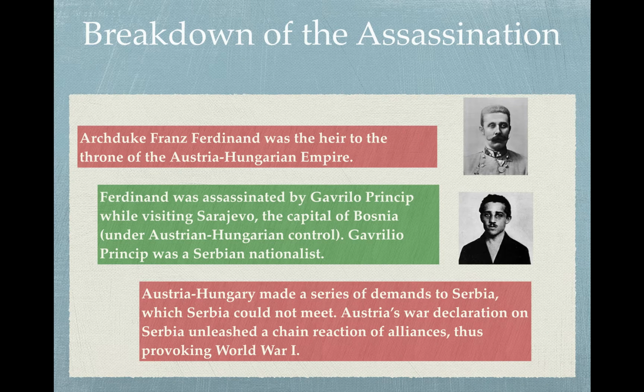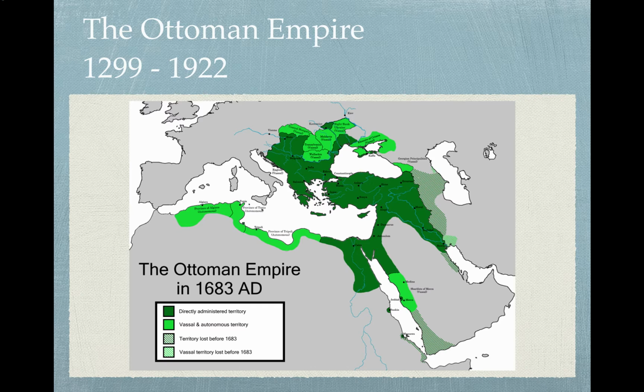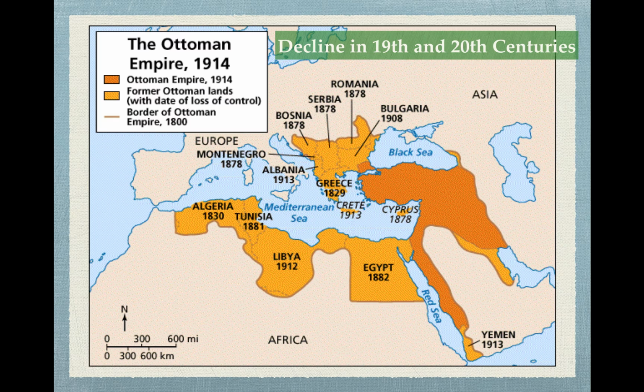After this, Austria-Hungary made a series of demands to Serbia. Serbia couldn't meet them. There was a war declared, and then this unleashed a chain reaction of alliances, and that started World War I. So we could see within Austria-Hungary these tensions between language and culture under an empire really led to conflict. The same thing was happening in the Ottoman Empire.